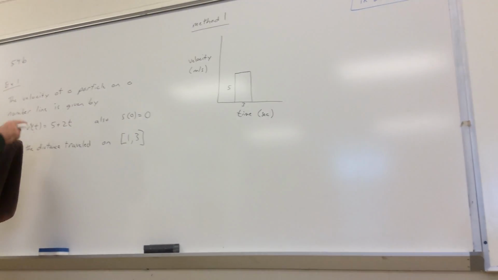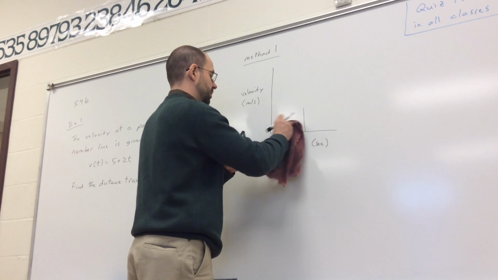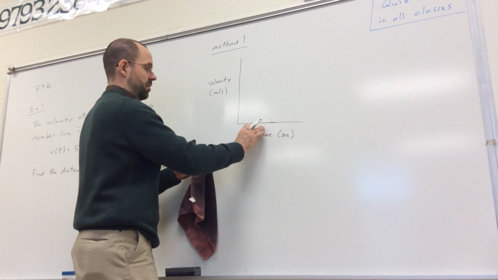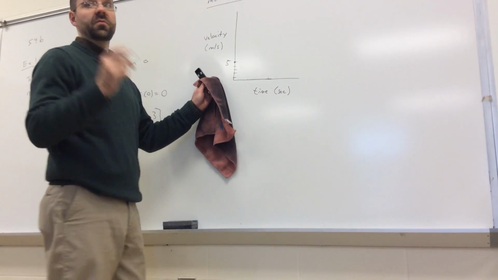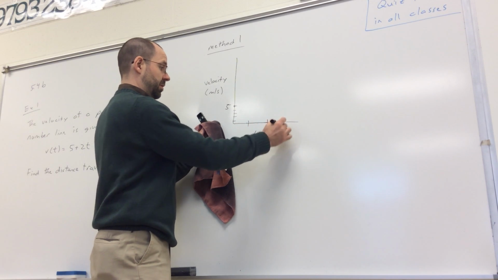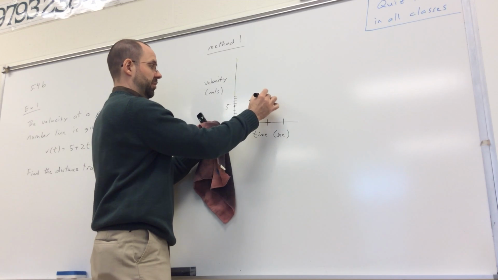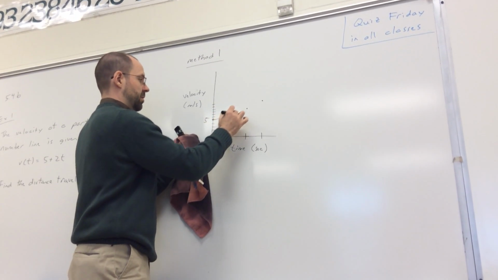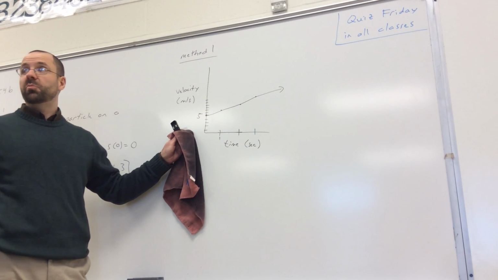So let's graph this velocity formula over here. The y-intercept is 5, because it's 5 plus 2t. And then the slope is 2. So if you go up 2, you go over 1, up another 2, over another 1, up another 2, over another 1. So there's the graph of this velocity function, 5 plus 2t.